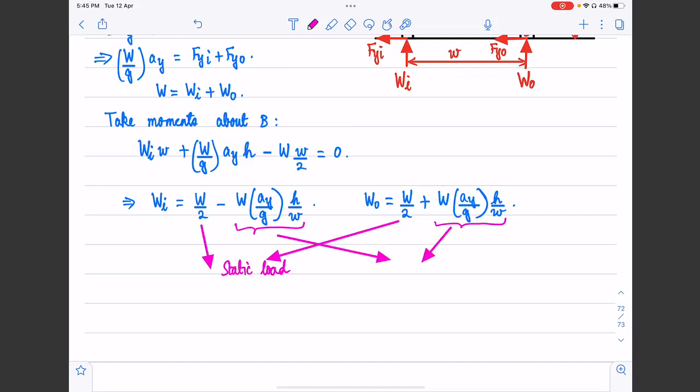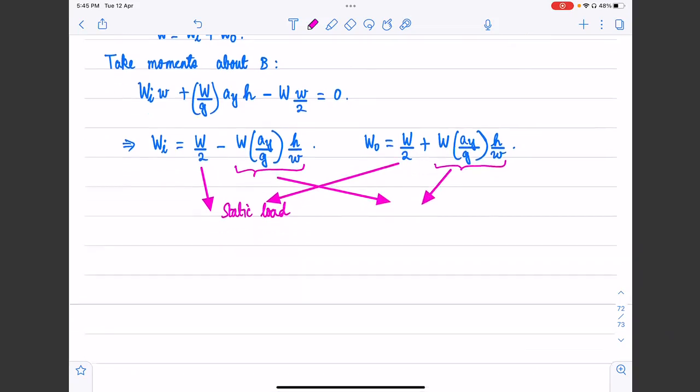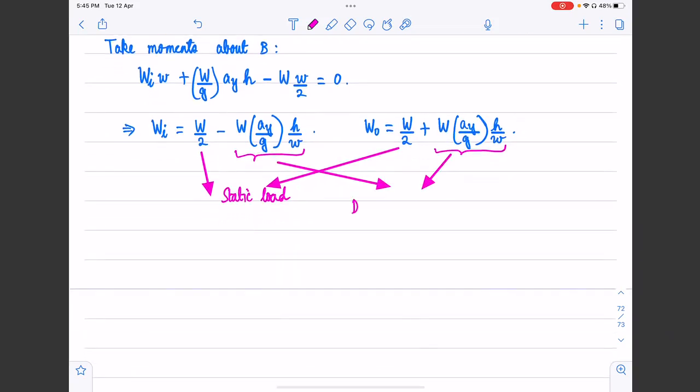We had looked at longitudinal load transfer. This is lateral load transfer. So this is the dynamic load transfer along the lateral direction, what is called lateral load transfer. I hope this is clear. We had looked at longitudinal load transfer, and this is lateral load transfer.